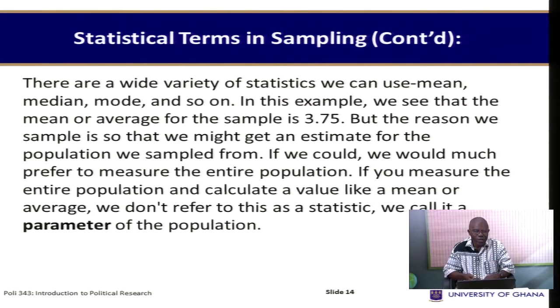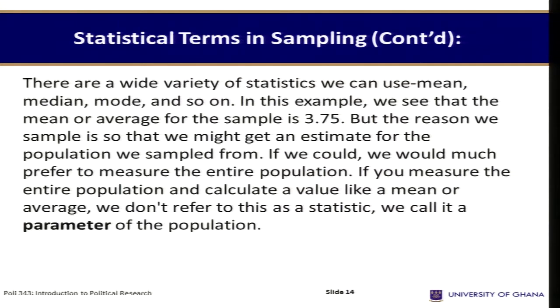When we look across the responses that we get for our entire sample, we use what we call a statistic. There are a wide variety of statistics we can use: the mean, median, mode, and so on. In this example, we see that the mean or average for the sample is, for example, 3.75. But the reason we sample is such that we might get an estimate for the population we sampled from. If we could, we would much prefer to measure the entire population. If you measure the entire population and calculate a value like a mean or average, we don't refer to this as a statistic. We call it a parameter of the population.